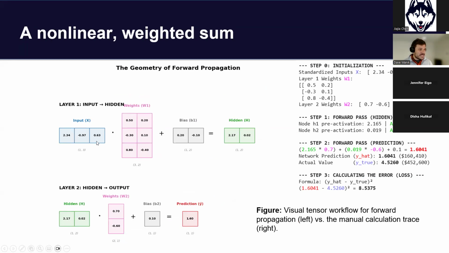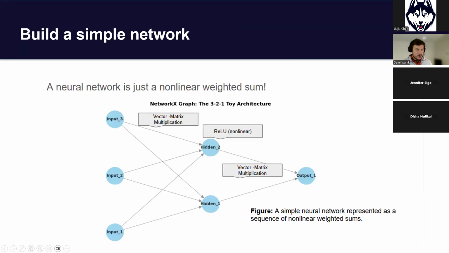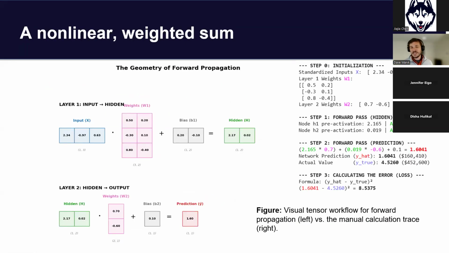This is the first row of the data set. Remember I told you that we scaled everything, 2.3, negative 0.97, 0.63? Well, these arrows on the plot are actually just a rectangle or a matrix of data.